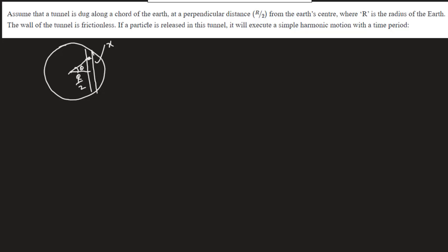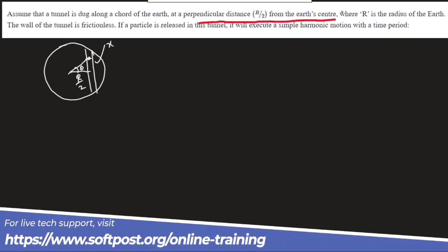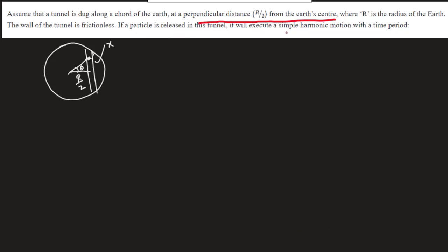Assume that the tunnel is dug along the chord of the earth at a perpendicular distance r by 2 from the earth's center, where r is the radius of the earth. The tunnel is frictionless. If the particle is released in this tunnel, it will execute simple harmonic motion with a time period. So we have to find the time period of the simple harmonic motion.